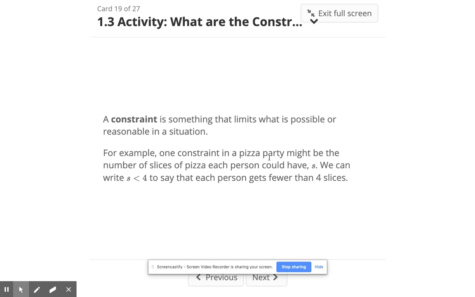For example, one constraint in that pizza party situation might be the number of slices each person could have, which we could call S. We can write that S has to be less than 4, so nobody can have more than 3 slices of pizza. Each person gets fewer than 4 slices of pizza. So that's a constraint.